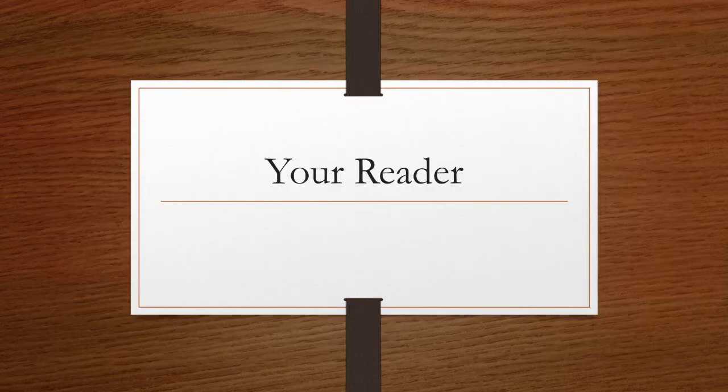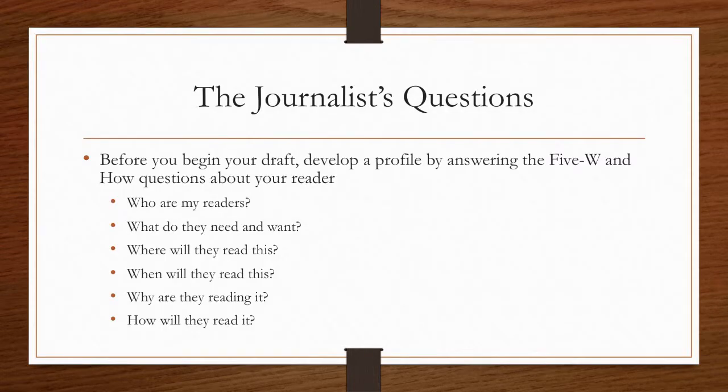When you're writing a paper, the last step in the rhetorical situation is to consider your reader. How you consider your reader, you can use the journalist's questions. And those are the 5 W's and 1 H. Who, what, when, where, why, and how. So to put those words in context of how you figure out who your reader is, you ask yourself these questions.